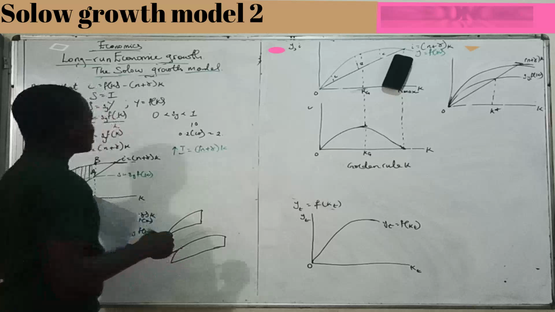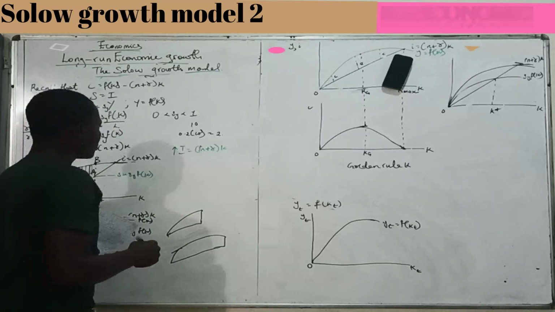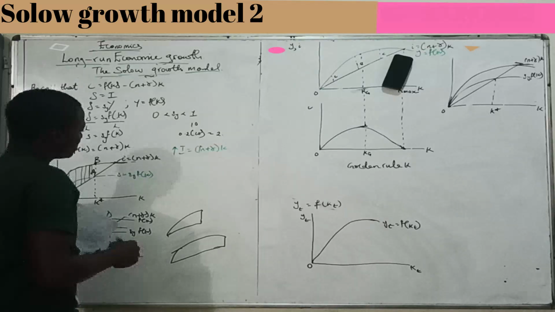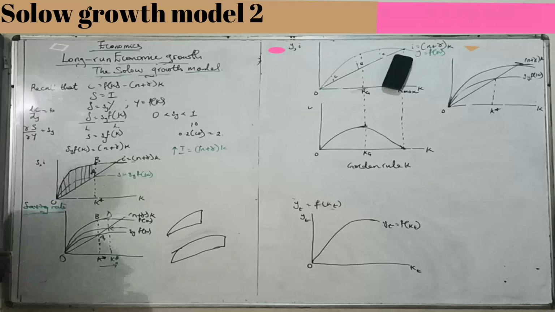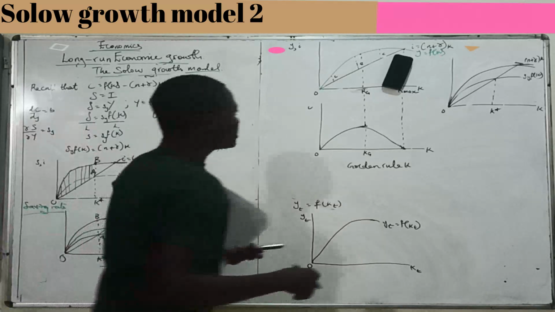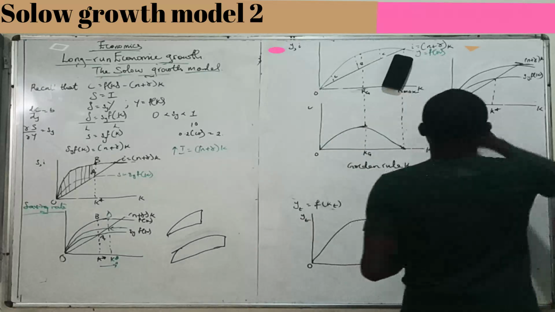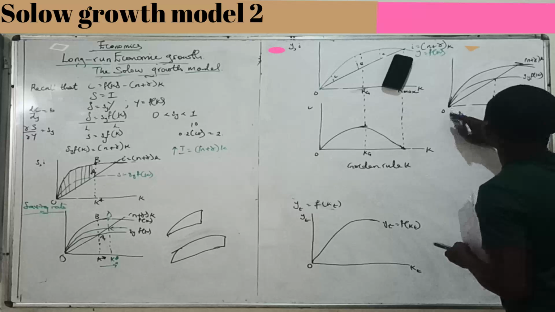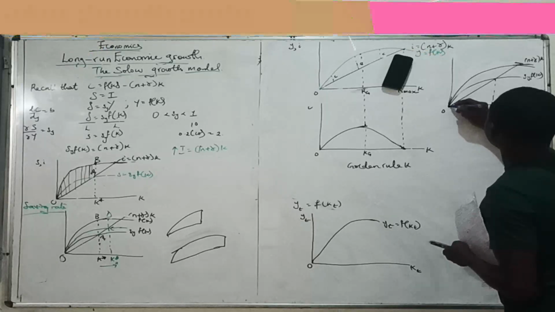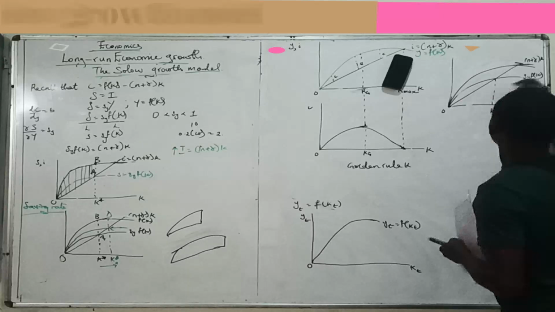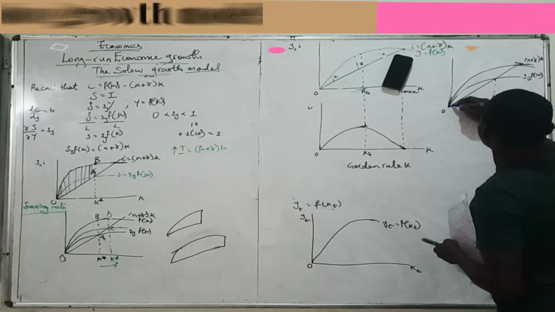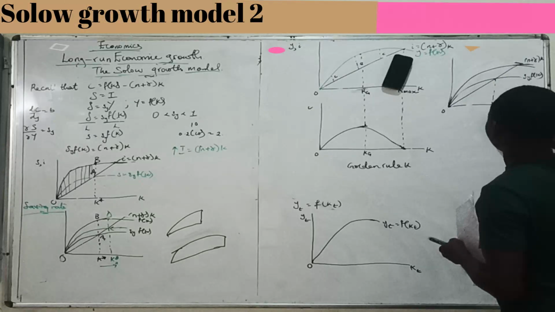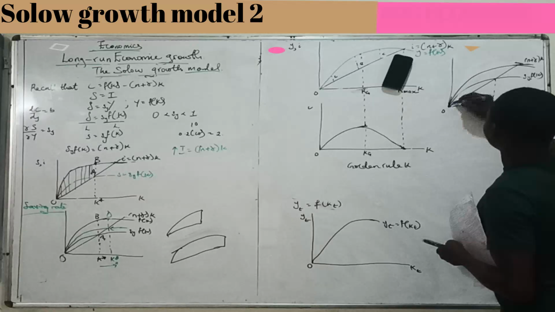So with an increase in the population growth rate, it simply means that our investment line is then going to be something like this. The investment line becomes something like this. It now takes a higher amount of investment at each level of capital per labor.